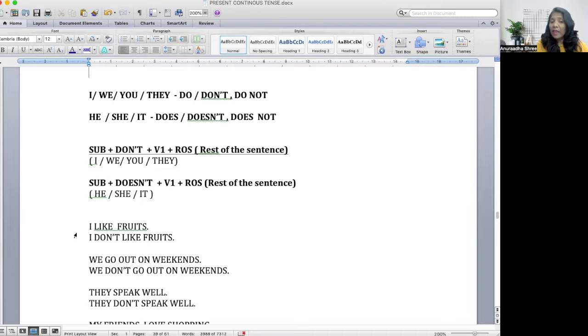Example, I like fruits. I think you remember the previous classes. I is the subject and like is V1 because I is the first person. I like fruits. The negative is I don't like fruits. We go out on weekends. This is the verb here, right? So we go out on weekends. The negative is we don't go out on weekends. You know that don't is used when the subject is I, we, you, they. They speak well. The negative is they don't speak well.